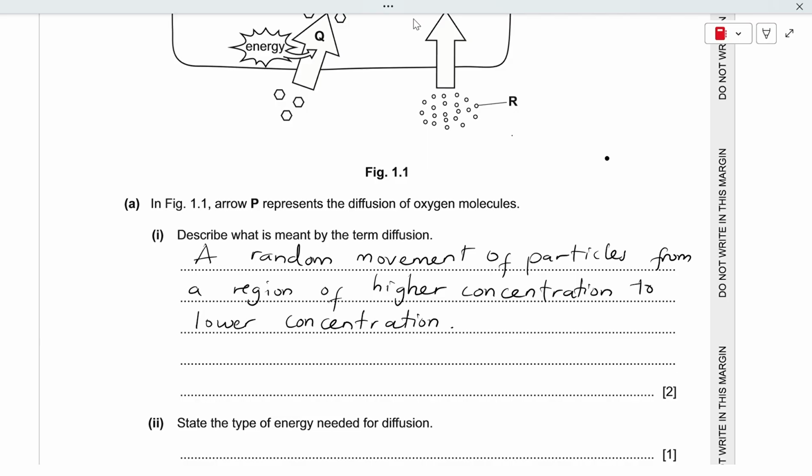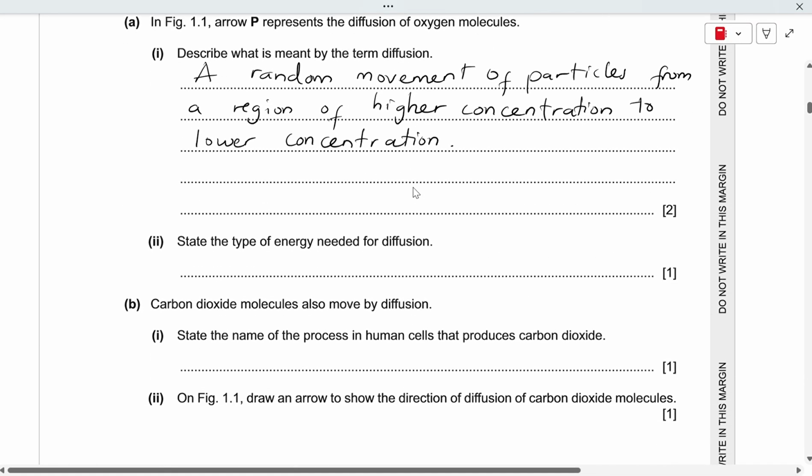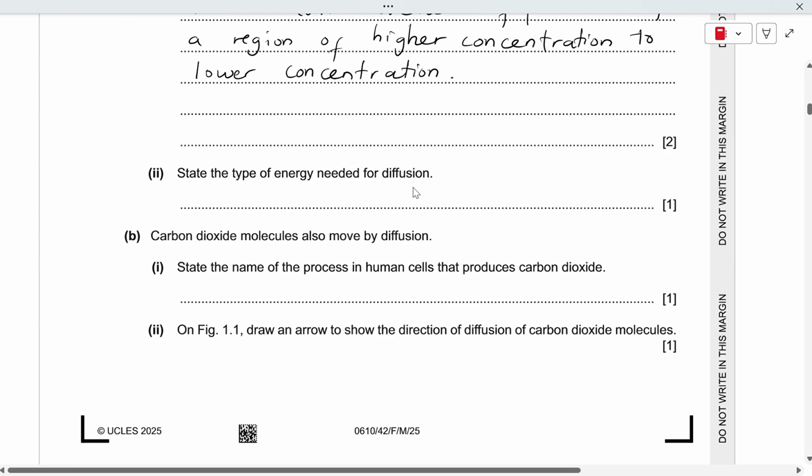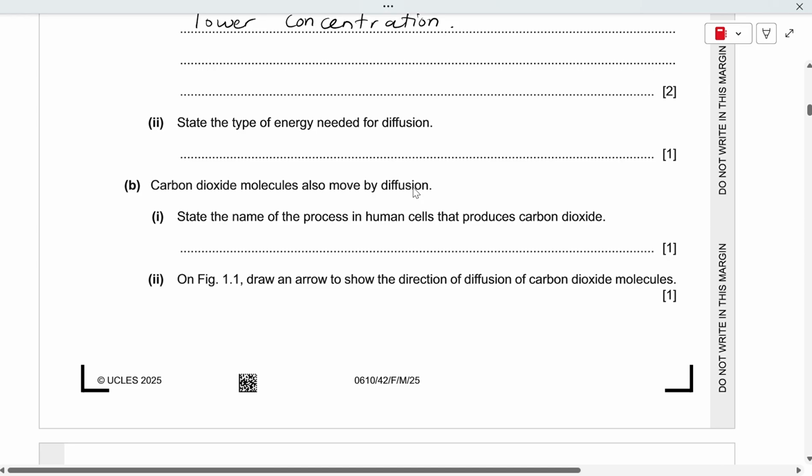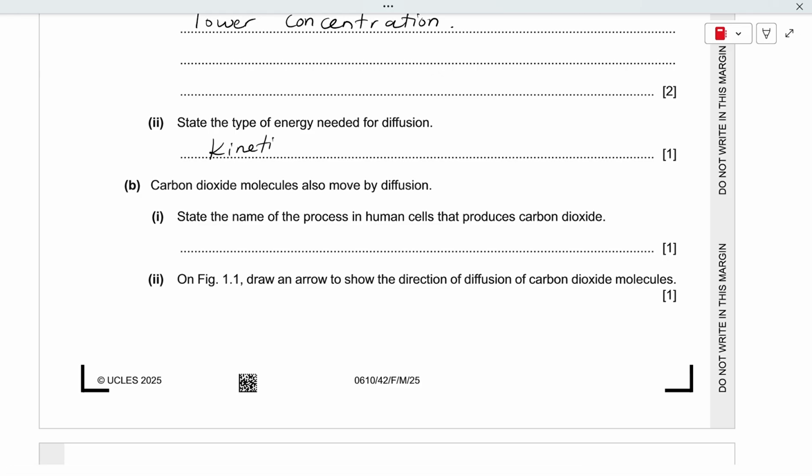Okay, that is diffusion, movement of molecules or particles from a region of higher concentration to a region of lower concentration. Okay, the next part says, state the type of energy needed for diffusion. So the type of energy which is usually needed for diffusion is energy that is possessed by the particles. Alright, and this energy is known as kinetic energy. So we'll state here kinetic energy as the energy.